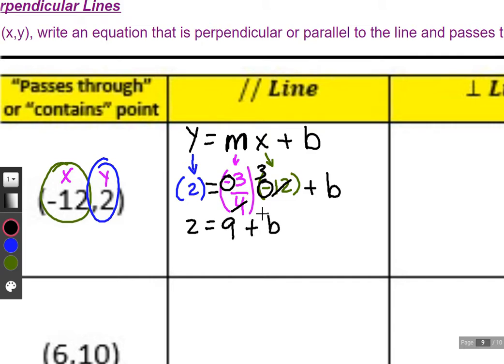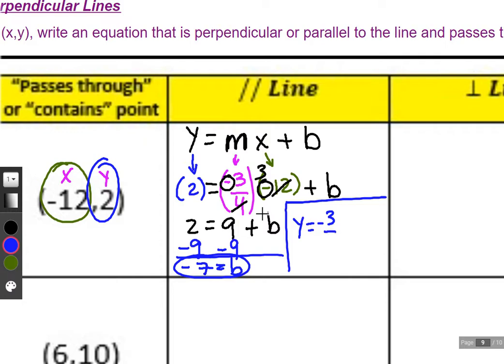Okay, so solving for b, getting b by itself, let's subtract out 9s. And so the b value is just going to be -7. That's it. Okay, now in terms of writing the equation, I'm going to replace the numbers back with x and y. I'm going to keep the parallel slope, and then I'm going to put in my new b value. And that's going to be our equation.